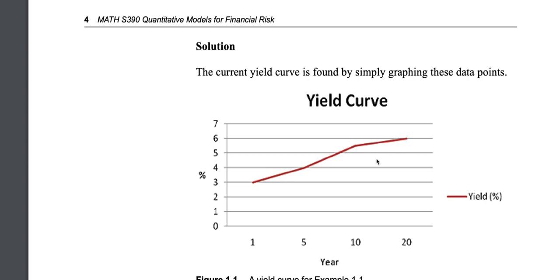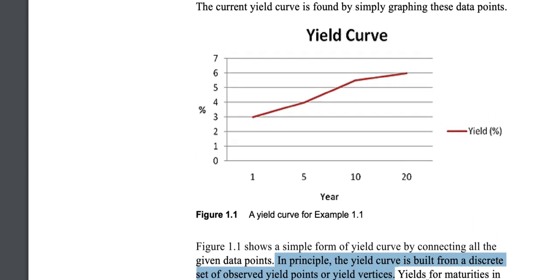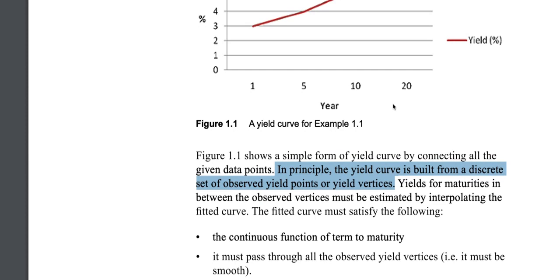So it has been mentioned here also. In principle, the yield curve is built from a discrete set of observed yield points or yield vertices. Like this here, we have 4 points. We just use some broken line to link them together. But if you want to find a continuous curve to link up these 4 points, is it impossible? Actually, it is still possible.